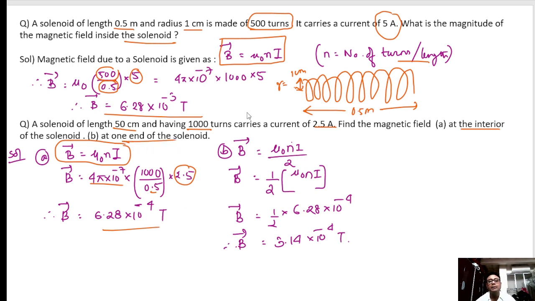At one end, that means at either this end or this end, it will be half of this. So putting the value, half of this is this.